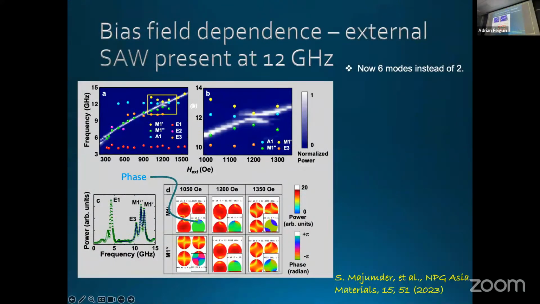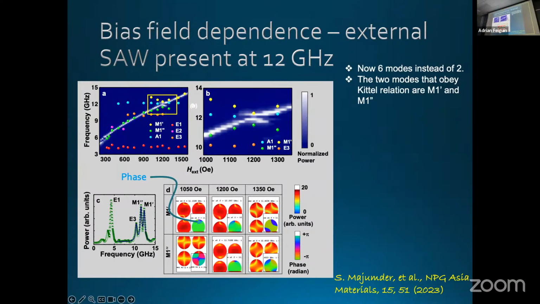Now we turn on a SAW, which was not previously present, at 12 gigahertz. Now everything changes. The dispersion relations change completely. First of all, we have 6 modes instead of 2. Previously, we had 4.5 and 9.6 gigahertz, now 6 modes. The modes that obey the Kittel relation, which are spin wave modes, are M1, M1 prime and M1 double prime. You can see the yellow and the green, these two.